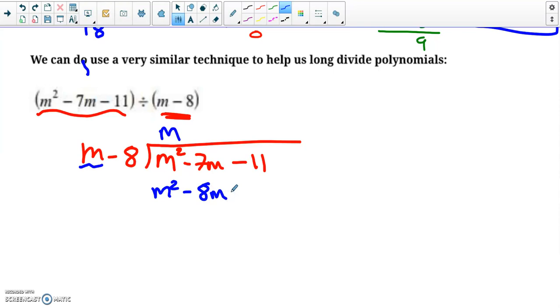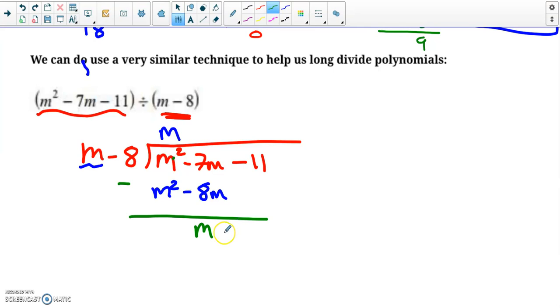Okay? Process overall is the same. We are going to subtract down. M squared minus m squared is 0. Negative 7m minus negative 8m, that's plus 8m, is just m.